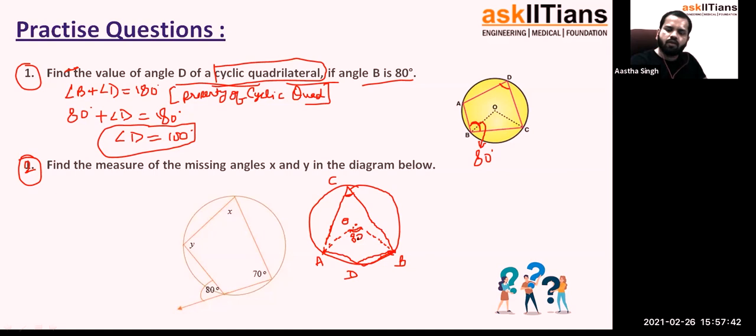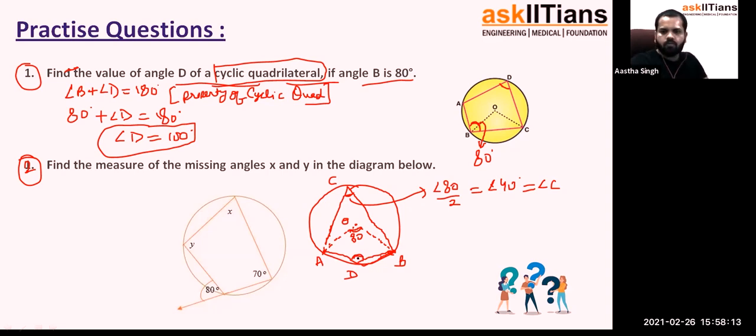If the same arc AB subtends 80 degrees at the center, then the angle at the circumference will be equal to half of 80 degrees. Angle 80 by 2, that is 40 degrees, right or not? So angle C will be equal to 40 degrees. But I am asking about angle D. Will angle D also be 40 degrees?